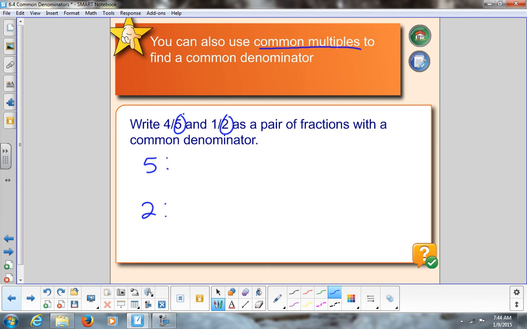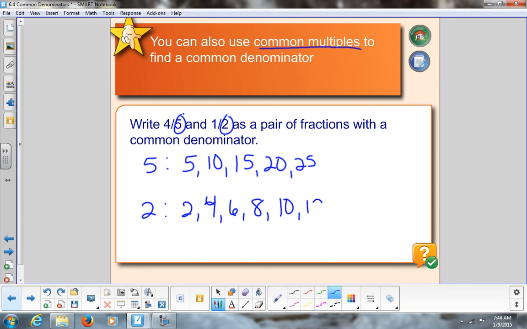So let's just multiply. 5 times 1 is 5, 5 times 2 is 10, 5 times 3 is 15, 5 times 4 is 20, 5 times 5 is 25. Okay, let's do some 2s. 2 times 1 is 2, 2 times 2 is 4, 2 times 3 is 6, 2 times 4 is 8, 2 times 5 is 10, 2 times 6 is 12, 2 times 7 is 14. Let's not go any higher than that. All right, we have a common multiple here of 10, right? So that means I can take both of these fractions and make them a denominator of 10.